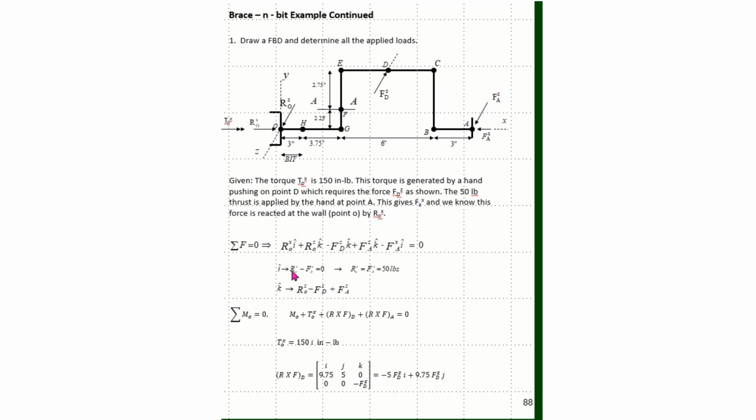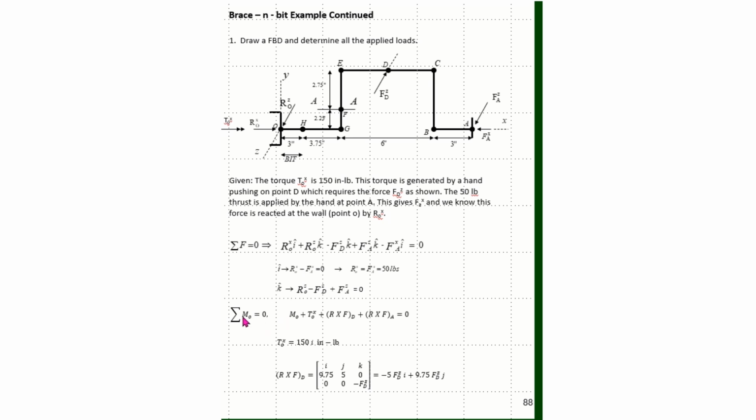So now I can group terms, and this is pretty easy to determine these reaction loads. We know that ROX will be the 50 pounds. Grouping terms in the K direction, we get this expression here, where ROZ minus FDZ, this is going in the negative X direction, plus FAZ equals 0. So that's all I can do with summation of forces right now.